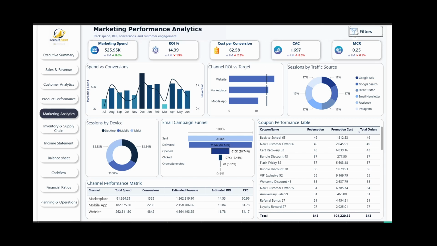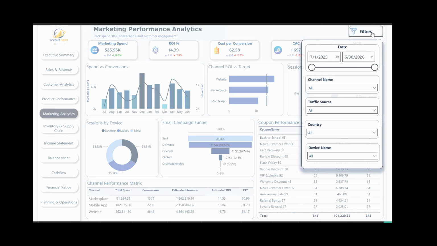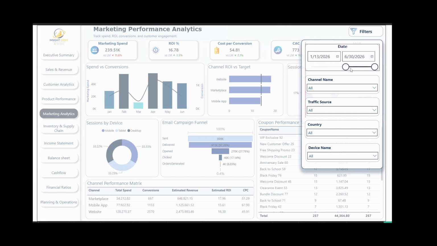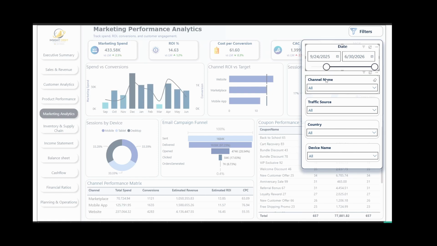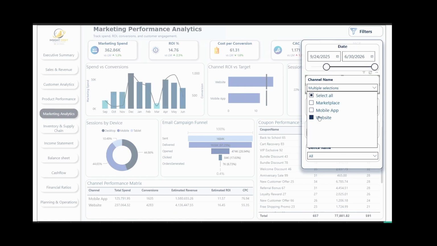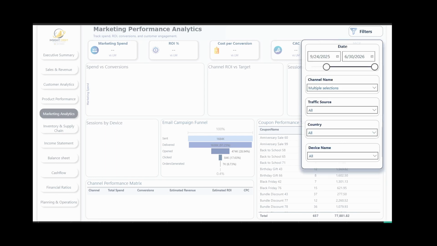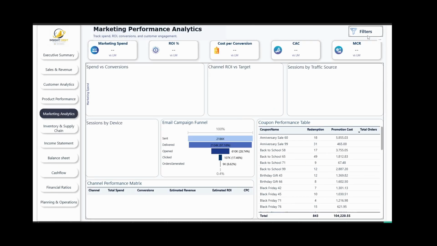Now let's move to the marketing analytics dashboard. The goal of this page is to understand how the marketing activities are performing and whether the investment is generating business value. At the top, we have the filter buttons, allowing the user to analyze the marketing performance by date, marketing channel, traffic source, country, and device. These filters help the marketers compare the performance across the different campaigns and customer acquisition sources.